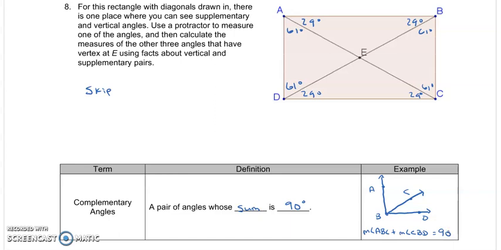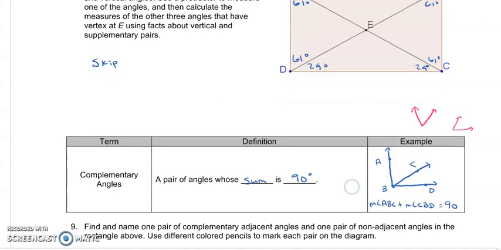Now, just like supplementary, they don't have to be right next to each other. I could have one of my angles, let's say up here, and maybe the other one way over here. And again, it could be flipped over or backwards as long as they add up to 90 degrees. So I'm going to write myself a little note here that they don't have to be adjacent. They don't have to be right next to each other.